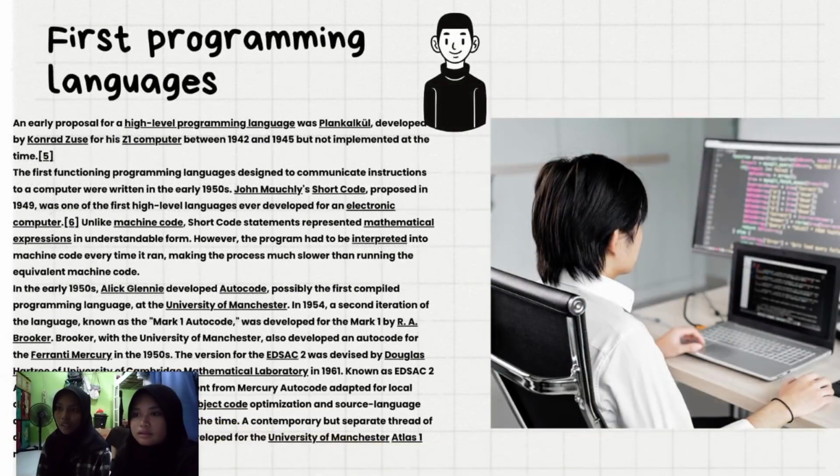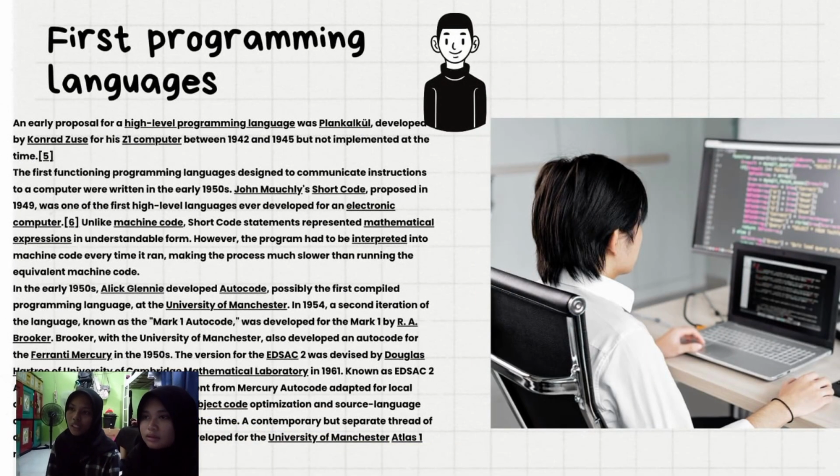First programming language. An early proposal for a high-level programming language was Plankalkül, developed by Konrad Zuse for his Z1 computer between 1942 and 1945, but not implemented at the time.